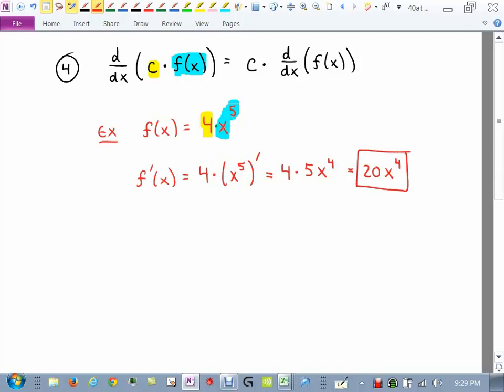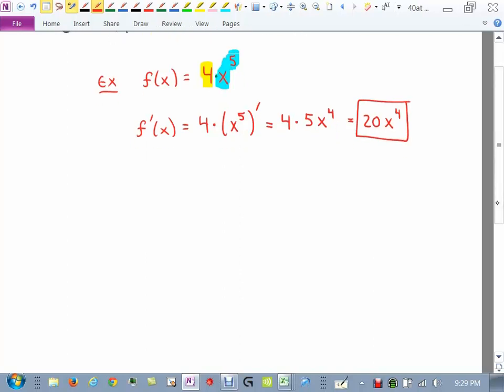I think that's good. Trying to wrap up a couple of things here. How about something like this? What if we have, as an example, what if we have, I'll use y instead.